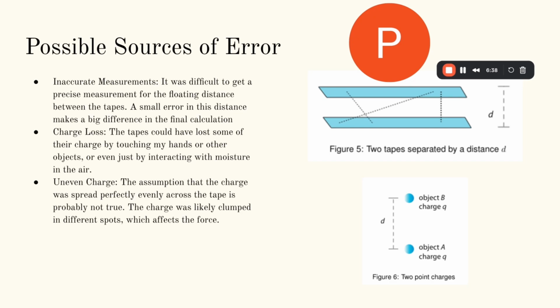So next are our possible sources of error. There could be inaccurate measurements. It was probably difficult to get precise measurements for the floating distance between the tapes. A small error in this distance makes a big difference in our final calculations. Charge loss: the tapes could have lost some of their charge by touching our hands or other objects. And uneven charge: the assumption that the charges would spread perfectly evenly across the tape is probably not true. The charges were probably clumped up in different spots, which does affect the force.